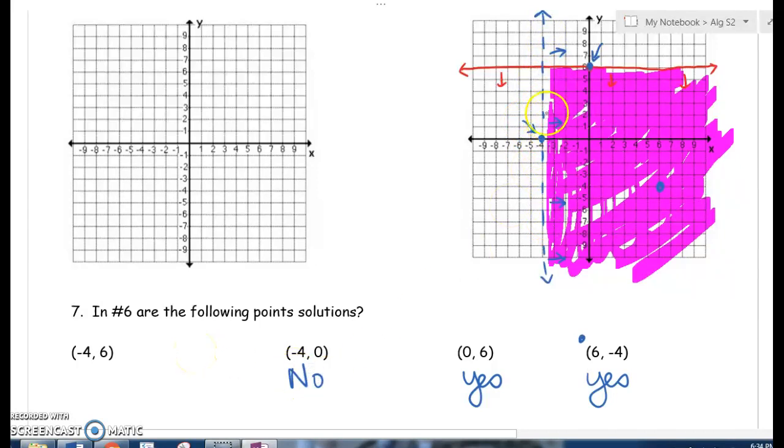And then -4, 6 is the hardest one. -4, 6 is right here. It's on the corner. It's on both a solid and a dashed line. However, if you have a problem like this, if it lands on any type of dashed line, even if it's on a solid line, the answer is going to be no. So if these were both solid lines, then that would be a yes. But because of that dashed line, the answer is no. So it gets a little tricky with that.